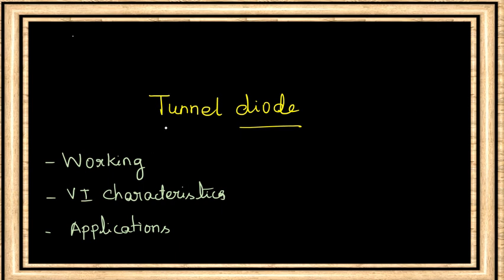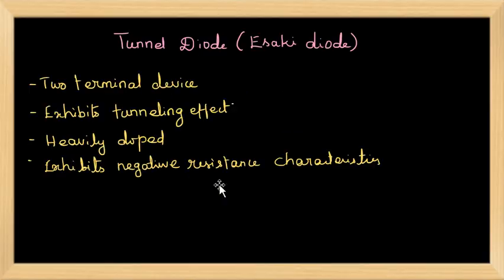Hello all. In this video, we are going to see about tunnel diode, its working, VI characteristics and application. Tunnel diode is also known as Esaki diode. It was invented by Leo Esaki in 1958. He got Nobel Prize for discovering tunneling effect in diodes.